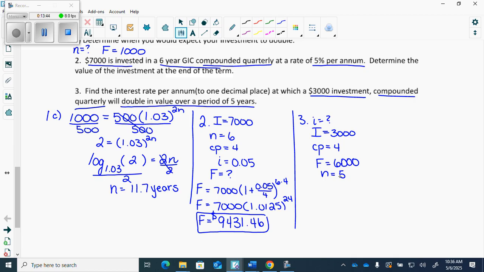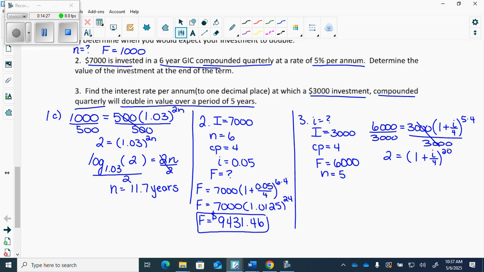Everyone following along? Because I'm not going to repeat the calculator except when you're lost. Alright. So we get 6,000 equals 3,000 bracket 1 plus i divided by 4 to the 5. I told you when you have your initial and final, the first thing you're going to do is divide it over. We're going to divide by 3,000. And we get 2 equals, 5 times 4, 2 equals 1 plus i divided by 4 to the 20.